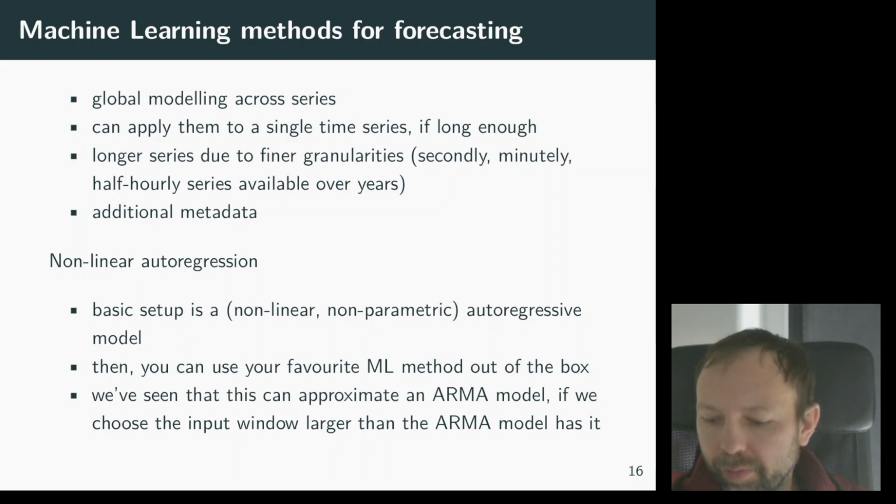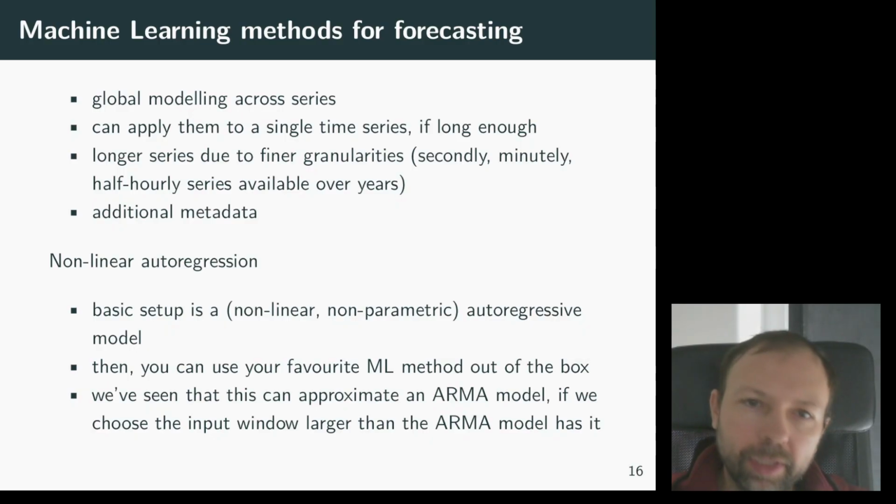So if you think about the M3 competition, that was monthly, quarterly, yearly data, okay? And that's what ETS, ARIMA, they are designed to work on: monthly, quarterly, yearly data. So now if you have minutely data, let's say I have 2 years of minutely data. So now I have a single time series that is maybe 1 million data points long. So there obviously everything changes now. And then if you have covariates, additional metadata, that also favors machine learning.